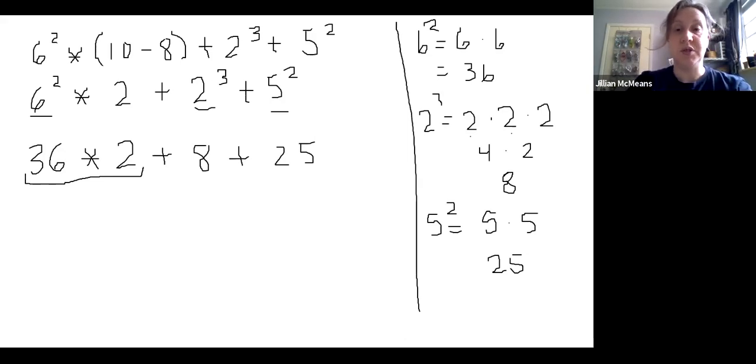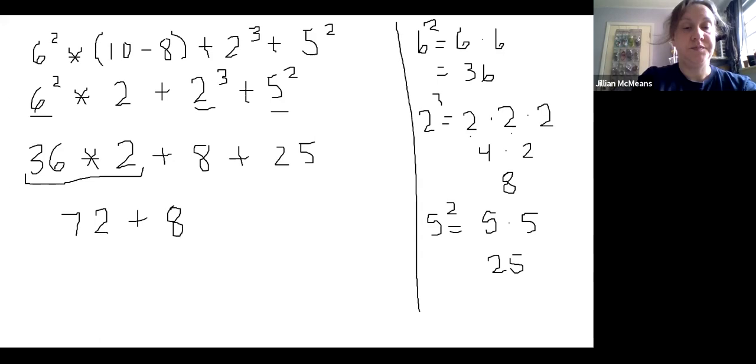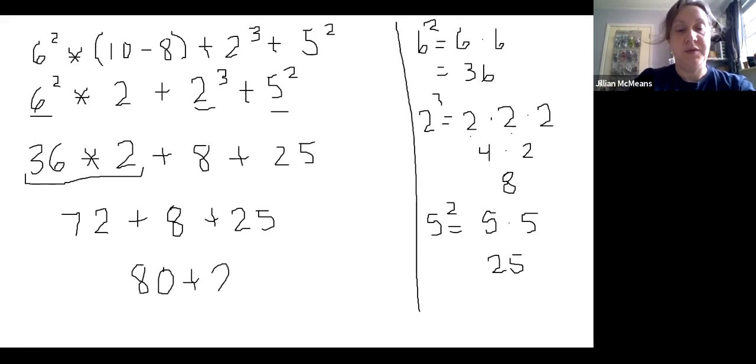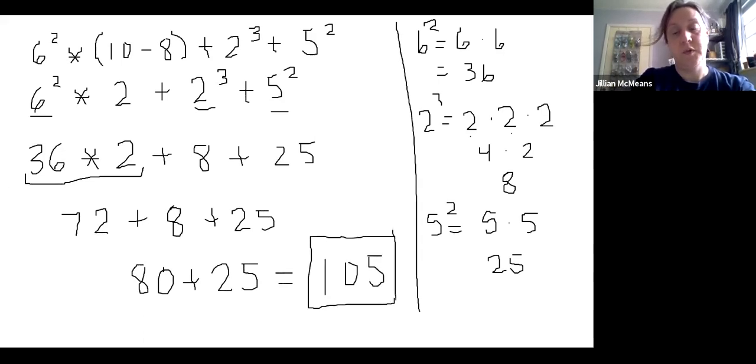So 36 times 2, if you need to do a little side work, I'm out of space here, but if you do need to do a little side work, you could multiply this out on paper. So it's 72, and then we've got plus 8 and plus 25. So now we can just add from left to right. So 72 plus 8 is 80, and then we add 25 to that, and you should get 105 as your final answer. All right, step by step.